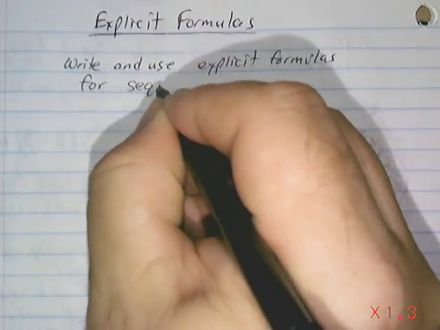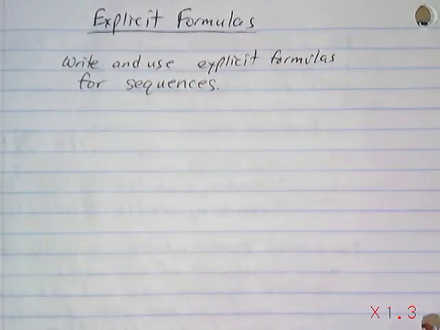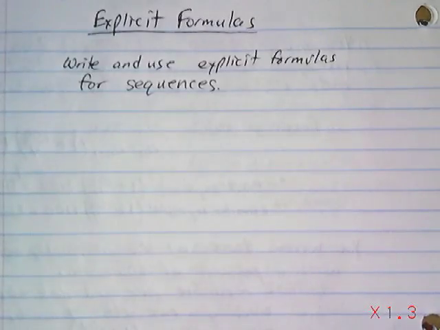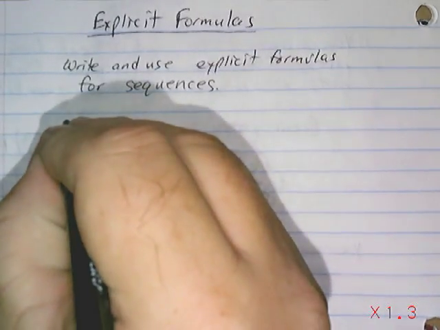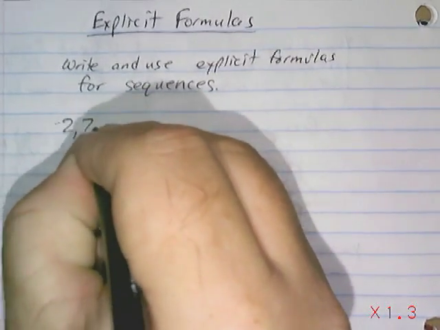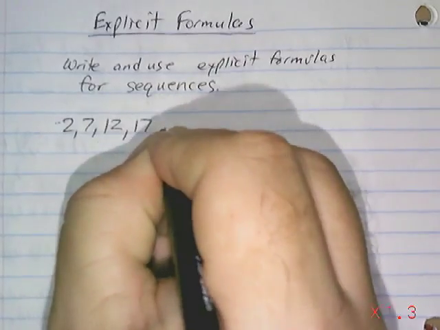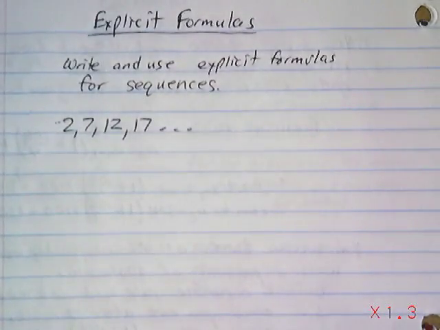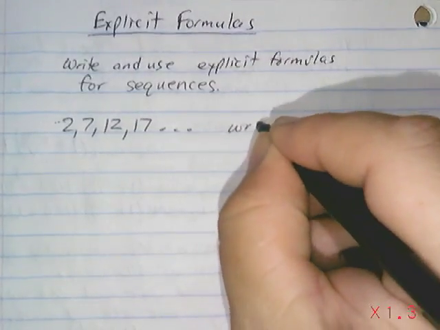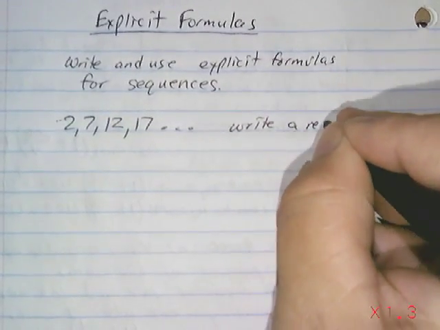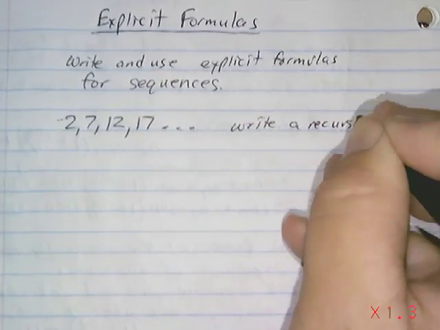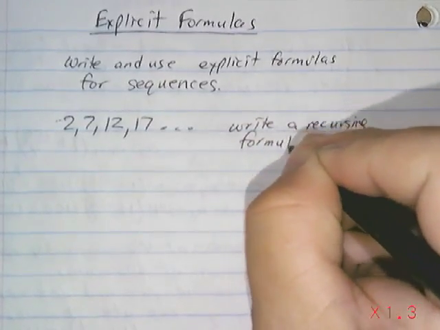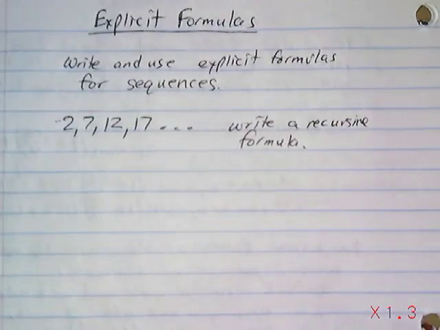That we do. We have recursive formulas. As you recall, if we take a sequence such as 2, 7, 12, and 17, we can write a recursive formula. We look at the pattern: u sub 1 is 2, and our pattern is that we are adding 5 each time. So u sub n equals u sub n minus 1 plus 5.